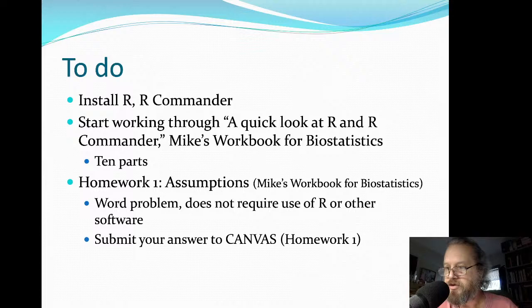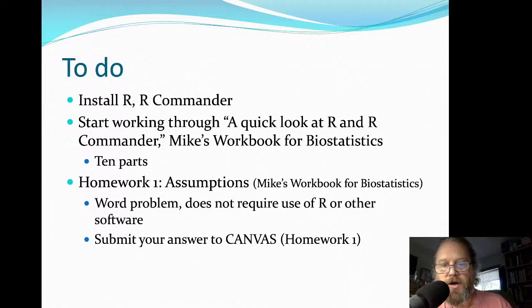Now, in terms of the statistics course itself, what you should be doing now is looking at and trying Homework 1. Again, that's in Mike's Workbook for Biostatistics. This is a word problem, and it's about identifying assumptions in an analysis, right? And it doesn't require you to use R or any other software. This is a critical thinking exercise, okay? And then you'll see the deadlines on it, but I would expect you to submit your answers into Canvas in the link at Homework 1.